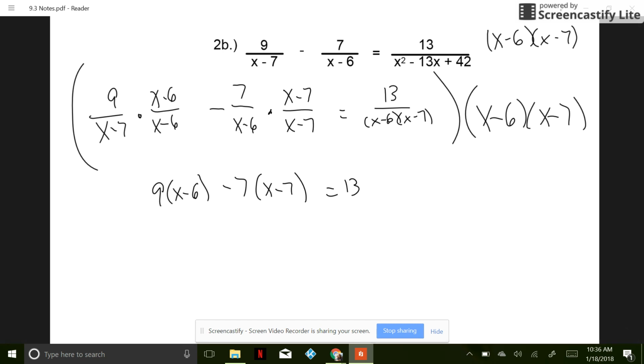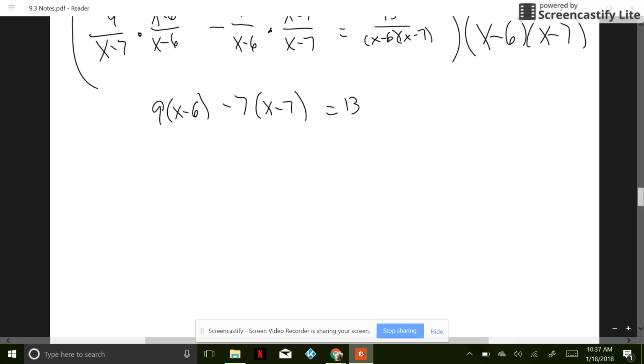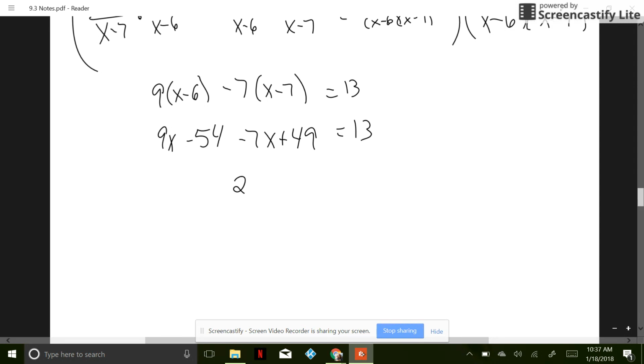So we're finishing solving the problem that we started in the last video. So again, once we get the common denominator, we can just set the numerators equal to each other and go from there. So now we can go ahead and distribute. We get 9x minus 54 minus 7x plus 49 should be equal to 13. Combining like terms, we'll get 2x minus 5 equals 13. So 2x equals 18 and x equals 9.